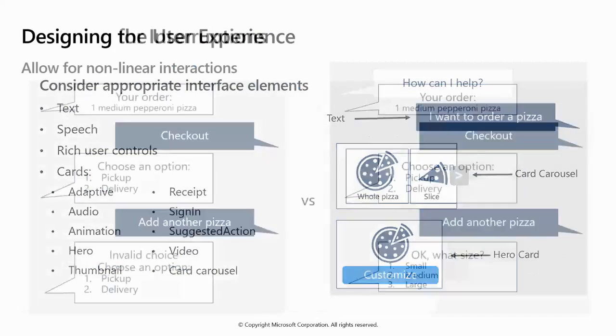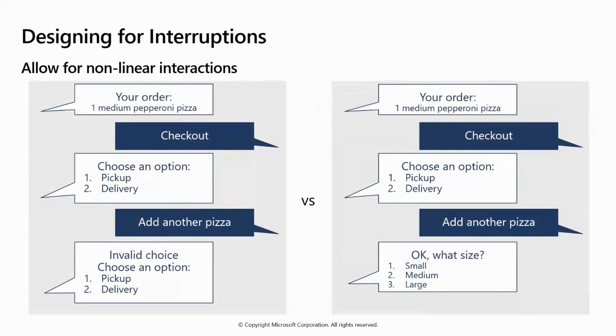Let me go back right here. For example, here we have the adaptive dialogues and the non-adaptive dialogues. In this case, your order: 1 medium pepperoni pizza, checkout, choose an option, pick up or delivery. Oh, I forgot, my mother wants another pizza. Add another pizza. Valid choice. Choose an option. It is awful. It is not recommended.